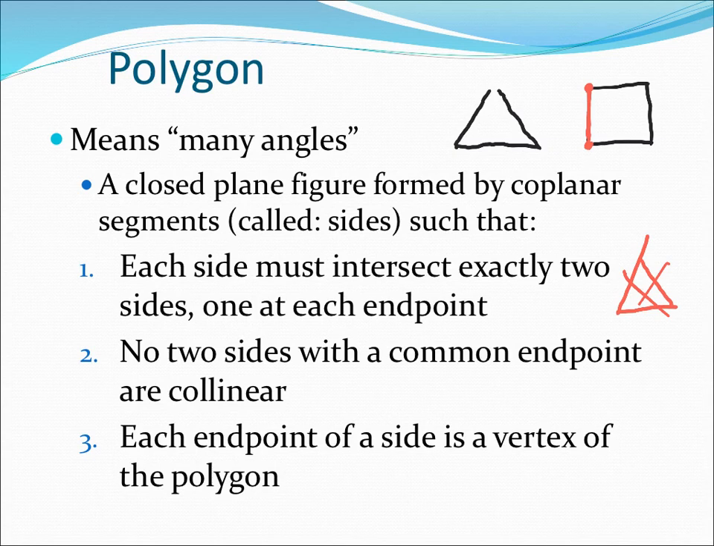No two sides with a common endpoint are collinear. So we can't have a side that looks like this. That would not be two sides right there. Notice that's a straight line there with just a point in between. It says no two sides with a common endpoint are collinear. I couldn't call this a rectangle. Clearly, you'd be like, but that's a triangle. Well, not if it's got four sides, it doesn't.